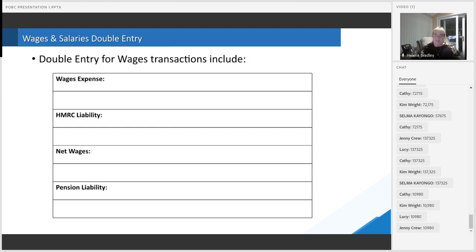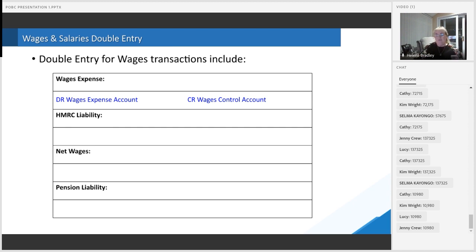The wages expense is capturing the cost to the employer of employing their staff. So I'm going to debit an account called wages expense, and I'm going to credit a wages control account. At this moment in time, no funds have exchanged, so that credit is almost capturing the liability the business has. What do I have to pay in terms of my payroll for the month, for example?